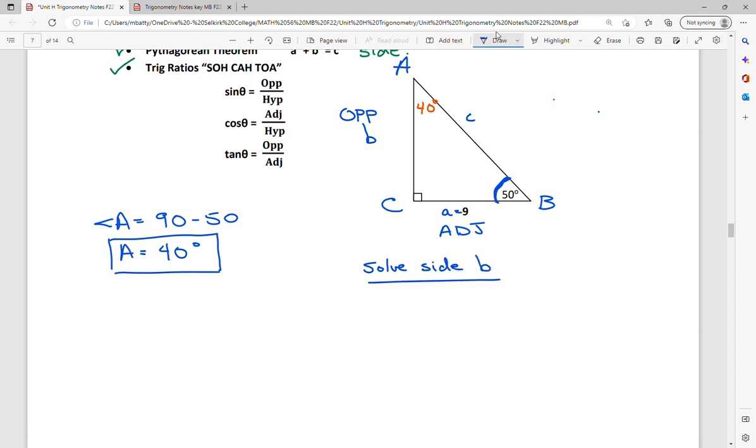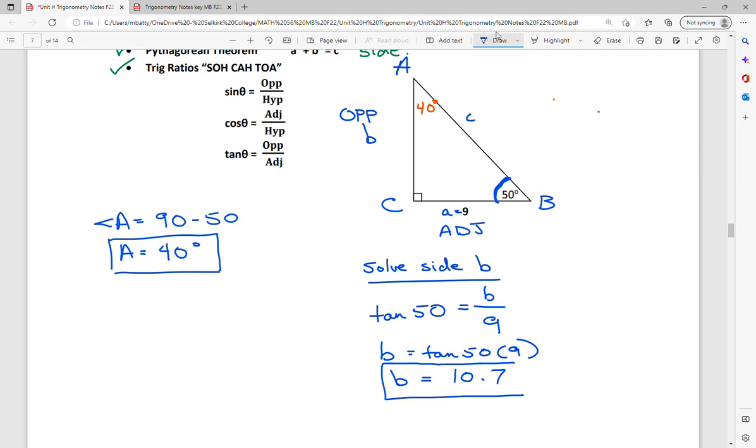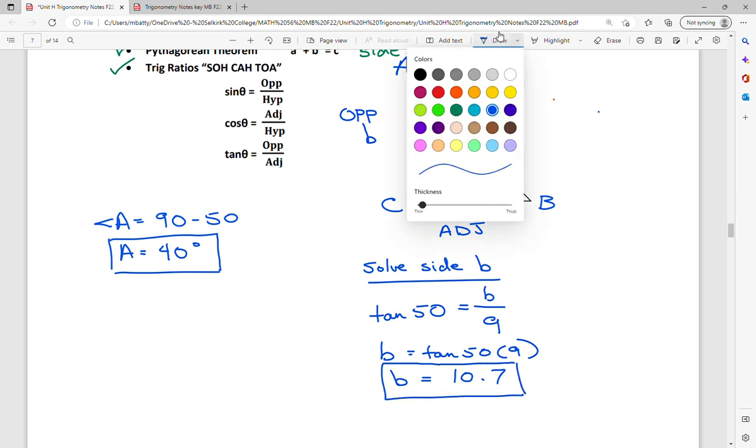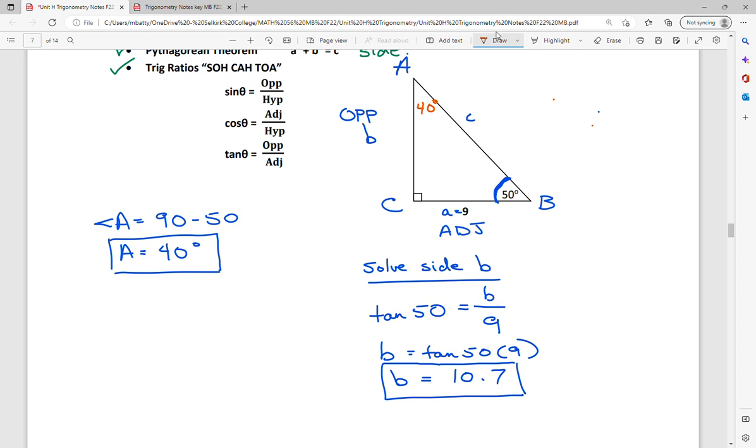I'm going to say that we have tangent of 50 is equal to B over 9, right? So now that I have this, I could write that B is equal to tangent 50 times 9. On my calculator, B is then equal to 10.7, whatever the units are. So I've now solved one more piece of my information. So B would be 10.7. I put it in a different color.